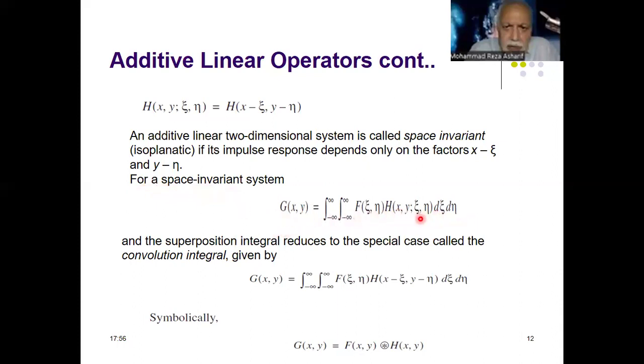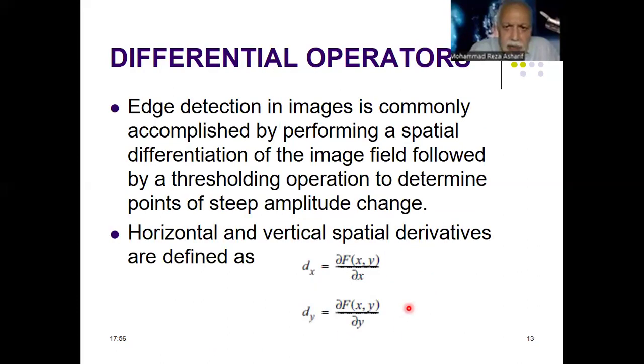So it is the convolution between F and the impulse response. And in the superposition integral, we can use the two-dimensional convolution, and then symbolically it is the convolution of F and the two-dimensional impulse response. And another is the differential operator.